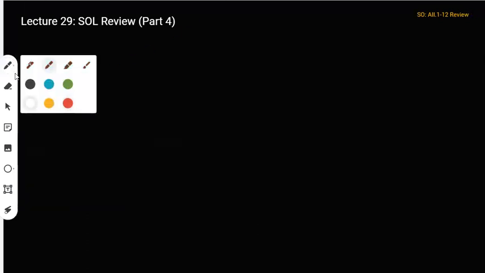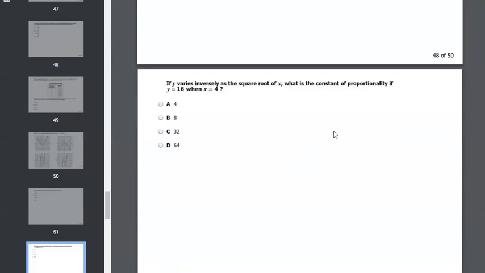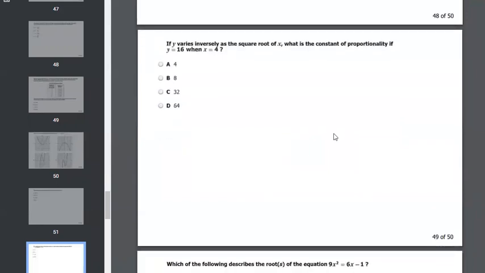Okay. Let's do 49. It says if y varies inversely as the square root of x, then what is the constant of proportionality if y equals 16 and x equals 4? So inverse variation is going to require a fraction. And I'm going to have k at the top. And since it varies inversely with the square root of x, I'm going to put square root of x on the bottom.